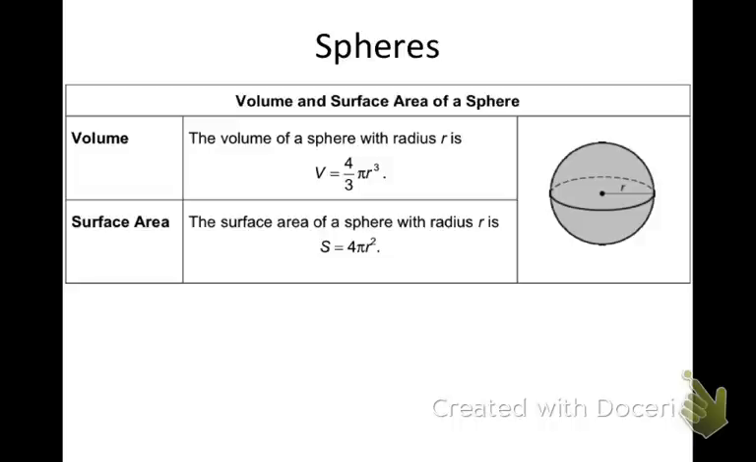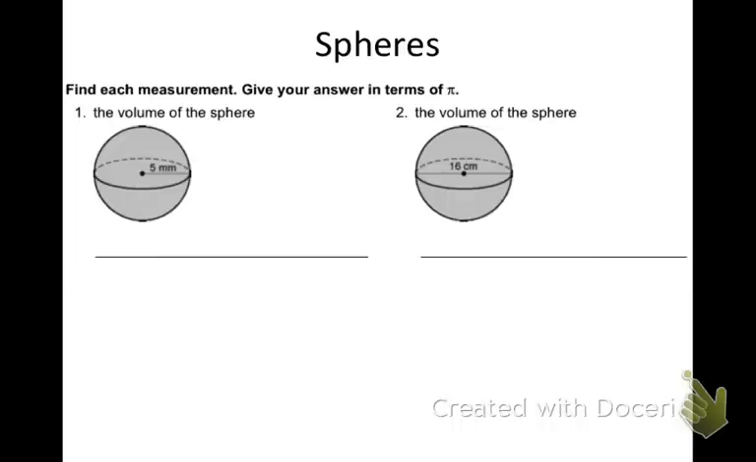So we're going to use those formulas to try and find the information here. Number one, find each measurement. Give your answer in terms of pi. Number one, I want to find the volume of the sphere. Now notice volume is 4/3 pi r cubed. What is my radius here, Jessica? So I have 4/3 pi 5 cubed. What is 5 cubed, Jess?